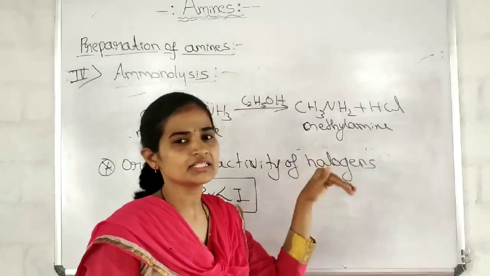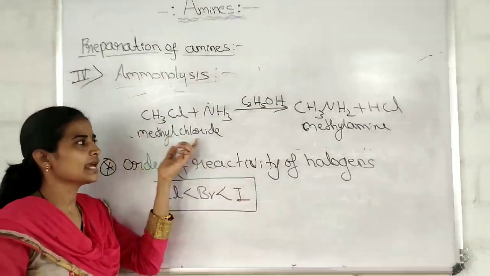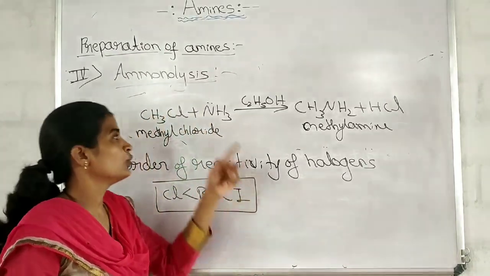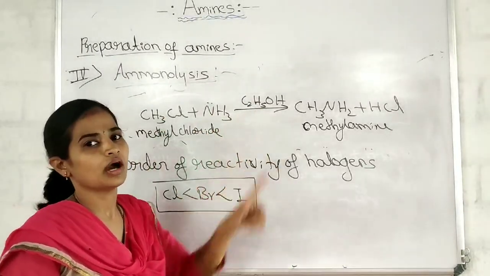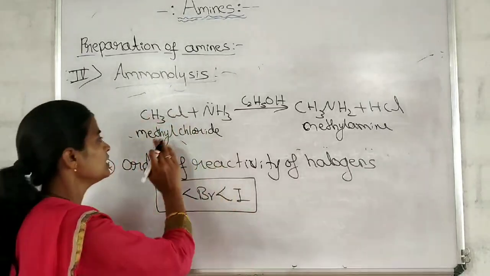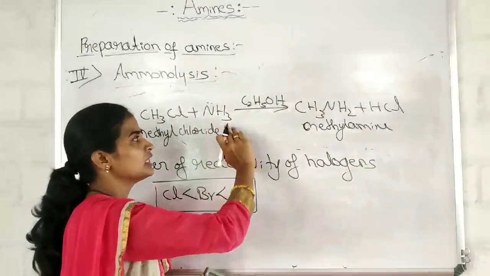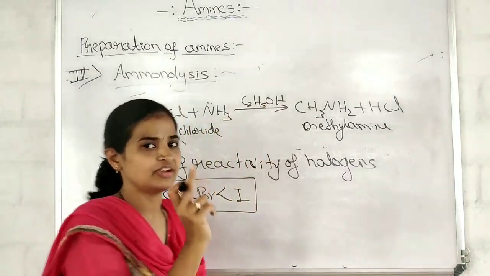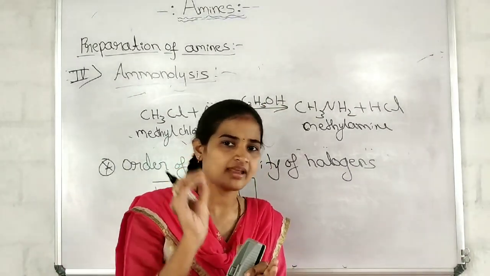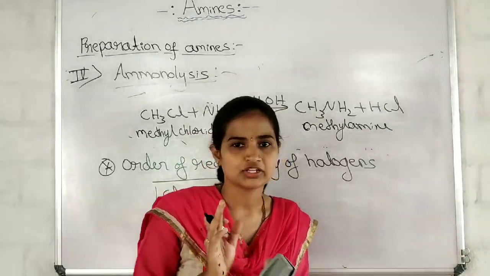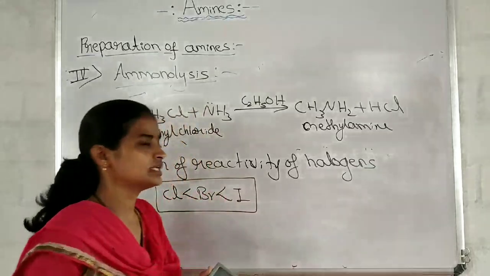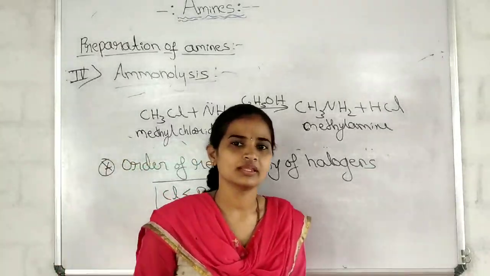How will the question be asked? What happens when methyl chloride is heated with ethanolic ammonia at 373 Kelvin? Generally in organic chemistry, when they ask what happens, they are expecting you to write the reaction. I'll give you some assignment questions based on these. Then you can try to write the answers.